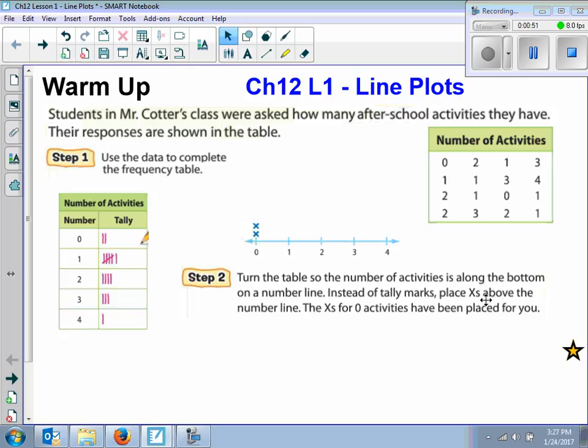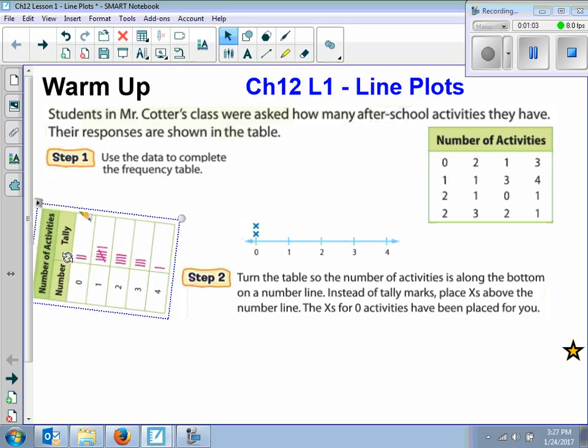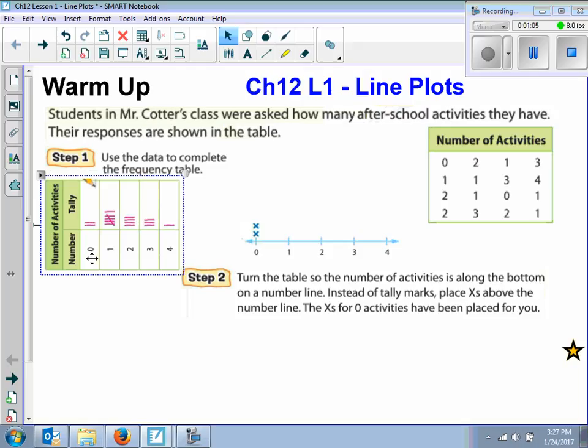Step 2 says turn the table so the number of activities is along the bottom on a number line. Instead of tally marks, we're going to place X's above the number line. The X's for 0 activities has already been placed for you. So when they say turn the table, they just mean like that. So here you can see 0, 1, 2, 3, 4, right? And instead of the tally marks, we're going to put X's up there. Is everybody clear? All right.